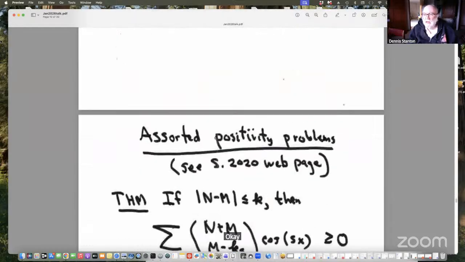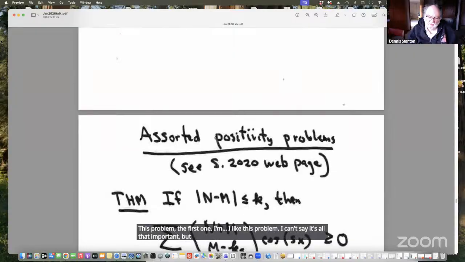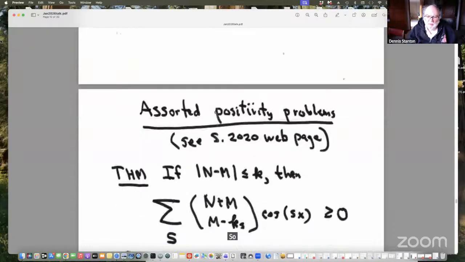Okay, so I'm going to end the talk with a few assorted problems. This problem, the first one, I like this problem. I can't say it's all that important, but I really like it, so I'll talk about it a little bit. So here's a theorem we proved.